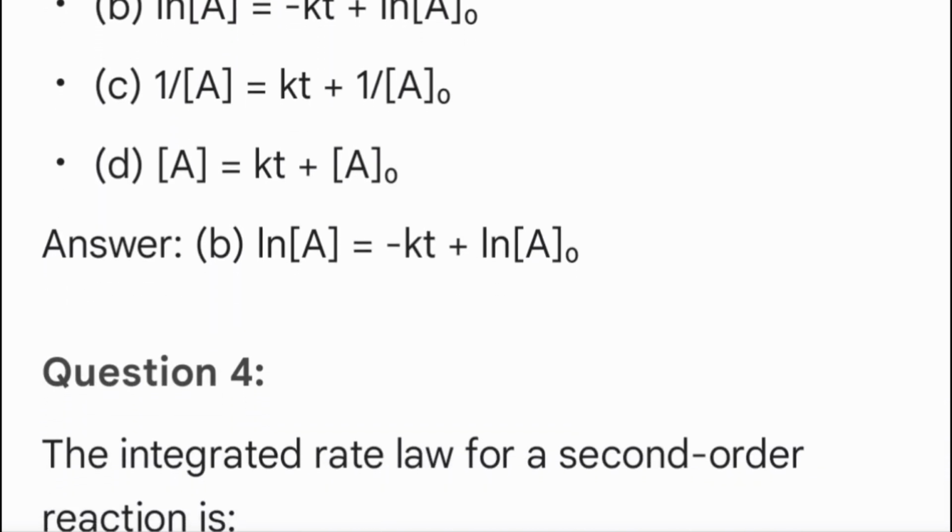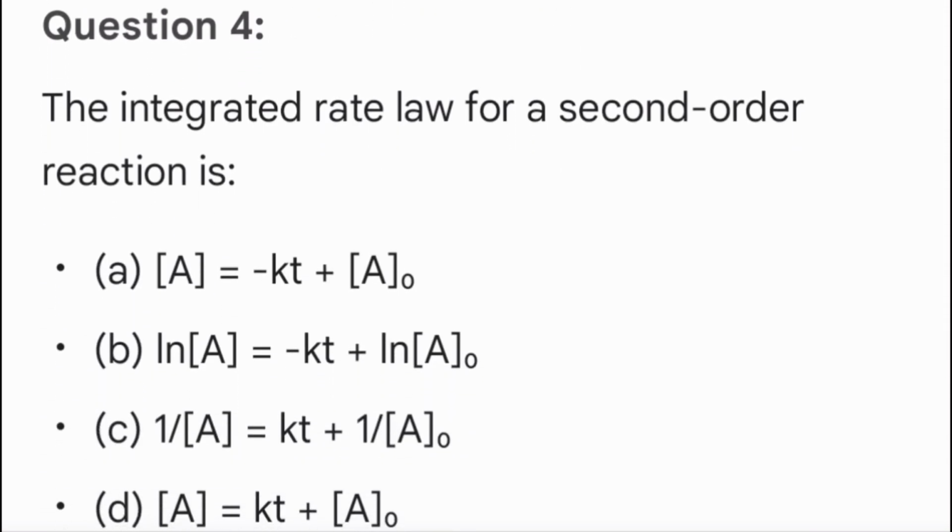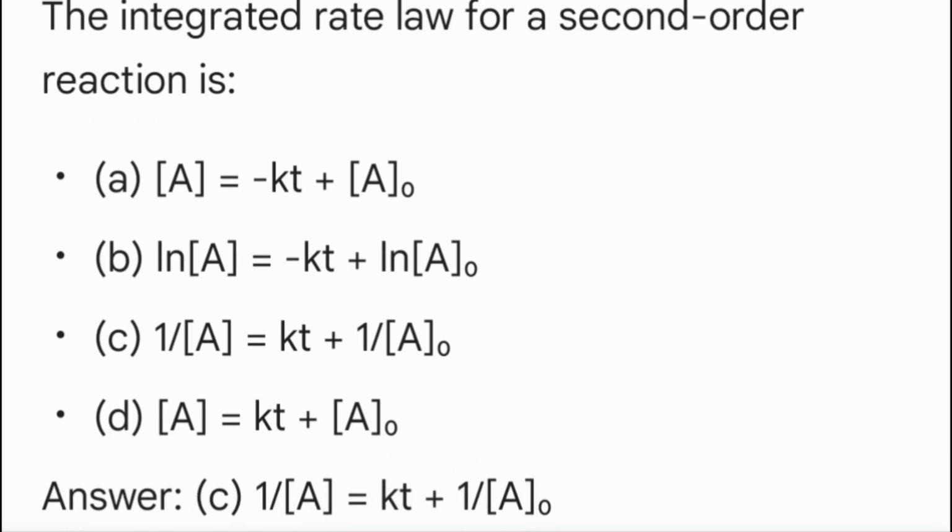Question 4. The integrated rate law for a second-order reaction is A. [A] equals -kt plus [A]0, B. ln[A] equals -kt plus ln[A]0, C. 1/[A] equals kt plus 1/[A]0, D. [A] equals kt plus [A]0. Answer, C. 1/[A] equals kt plus 1/[A]0.